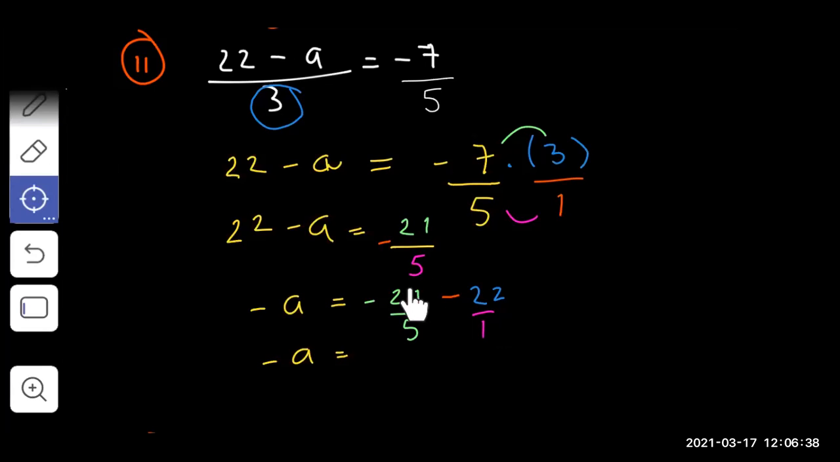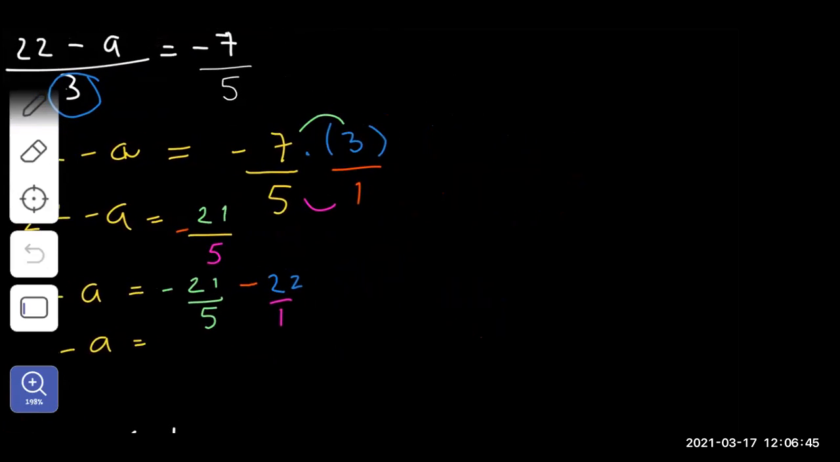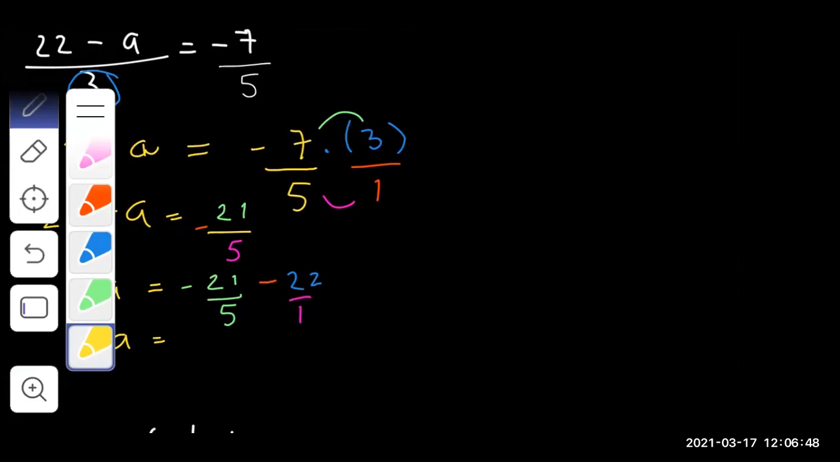I need to find the least common denominator, because they are different denominators. What is the least common multiple of 5 and 1, guys?